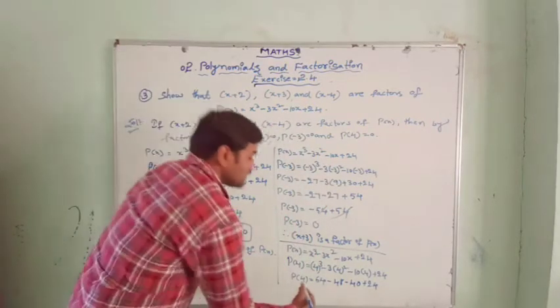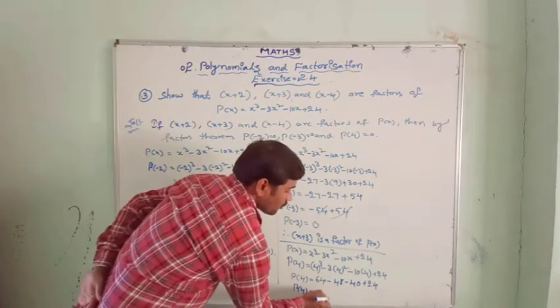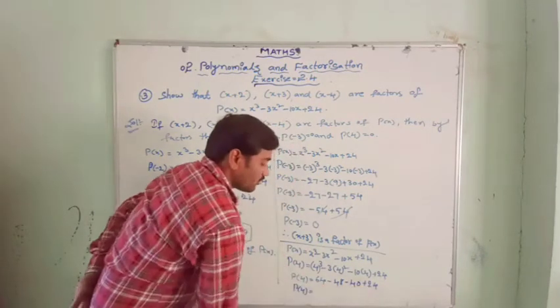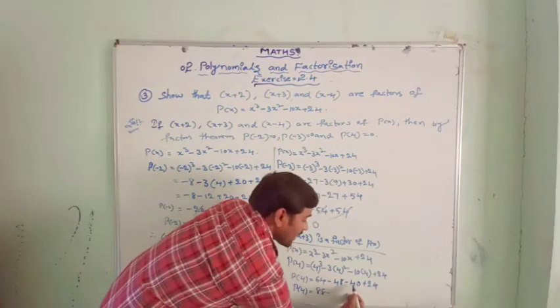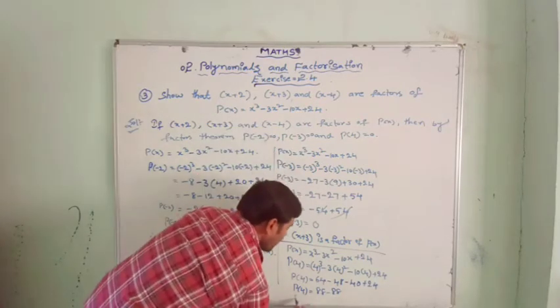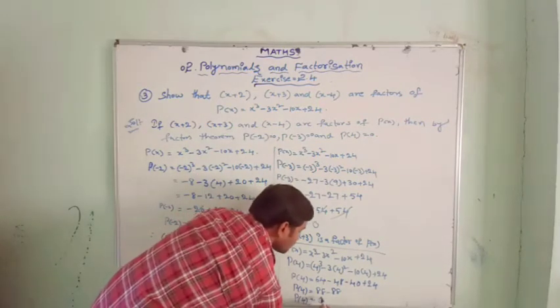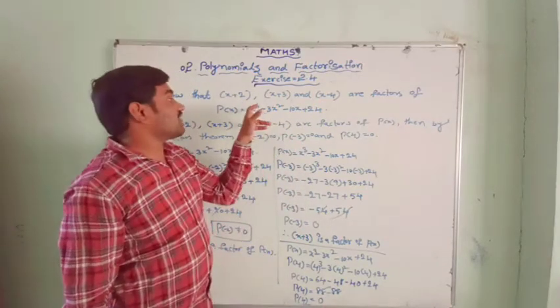Here let us do it here. P of 4 equal to 64 plus 24, 88, minus 48 minus 40, that is minus 88. So here p of 4 is equal to you get 0. So here x minus 4 is also a factor of this.